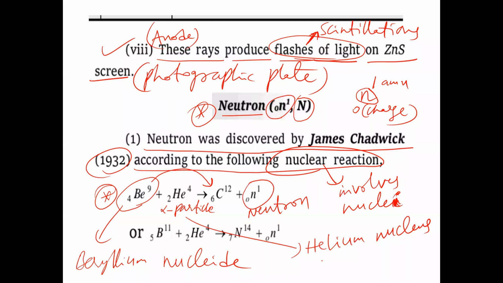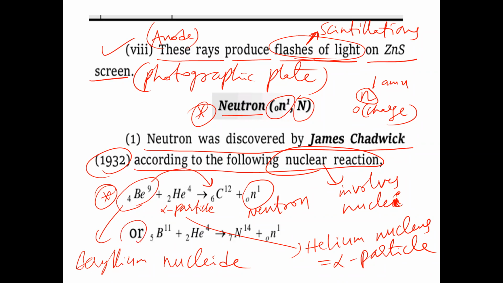So the helium nucleus is called an alpha particle, and we represent it as helium-4. When this alpha particle hits the beryllium nucleus, the beryllium changes into carbon and one neutron is emitted. This is called radioactive transformation, or transmutation. One type of nucleus changes into another type of nucleus. This is a nuclear reaction, and the particle obtained here is the neutron. Neutron is produced by this method.